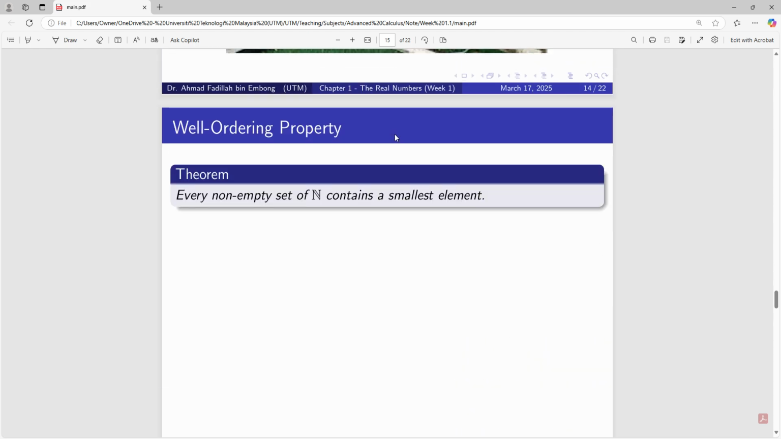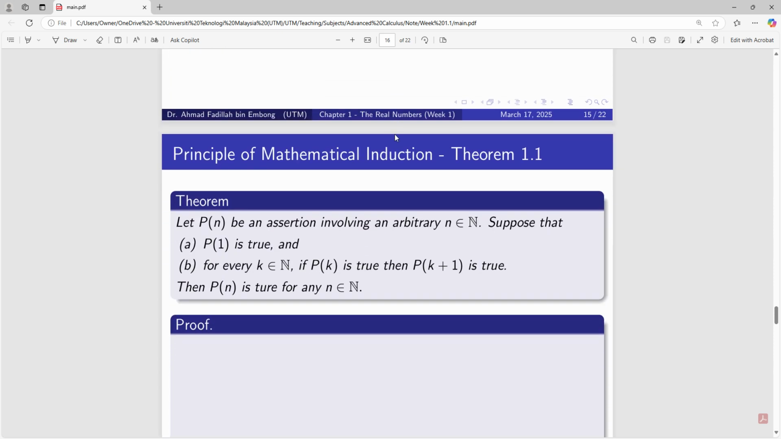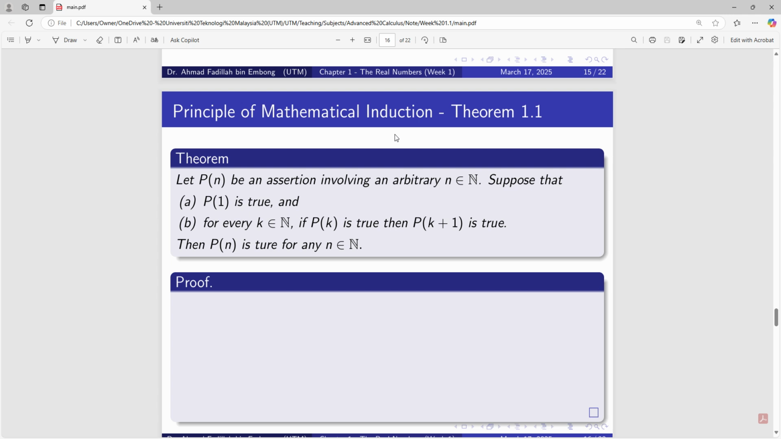Okay, so let us see the well ordering property here. The well ordering property says that every non-empty set of natural numbers contains a smallest number. So if you take any subset of natural numbers, you can always find a smallest number in the set. It doesn't matter how big the natural numbers that you take are, it always contains a smallest element. Okay, so this part I'm going to skip first, and I'm going to prepare another video to record the technique of proving again. I will cover the technique for the principle of mathematical induction in that video also.